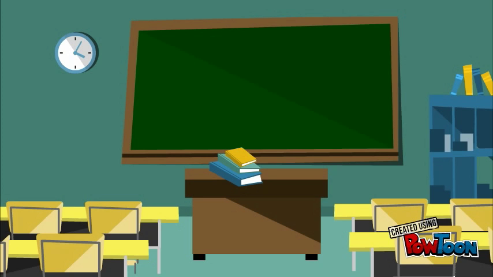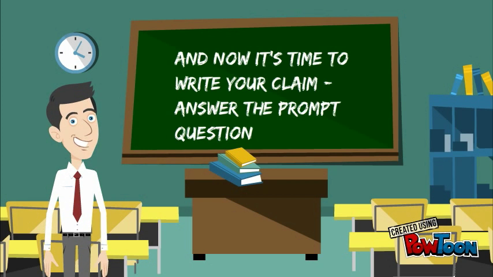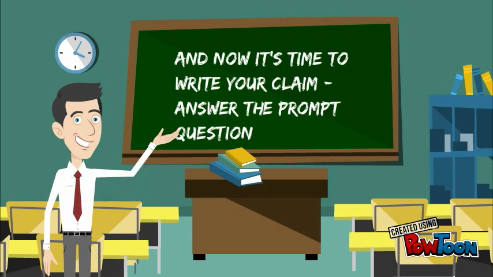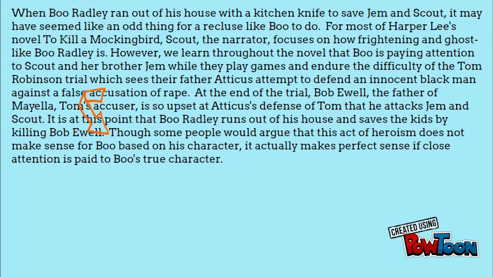And now, it's time to write your claim, which is basically the answer to the prompt question. So your claim is essentially saying yes or no, they should or they should not defend Tom Robinson in your case, or in my case, that Boo should or should not save the kids. And when I do this, I'm going to acknowledge the other point of view. So mine's going to start by saying, though some people would argue that this act of heroism does not make sense for Boo based on his character, it actually makes perfect sense if close attention is paid to Boo's true character. So in other words, I'm saying yes, Boo should save Jem and Scout. This makes sense for him.